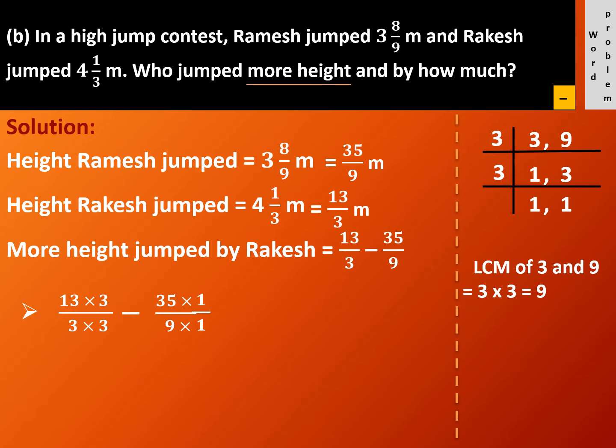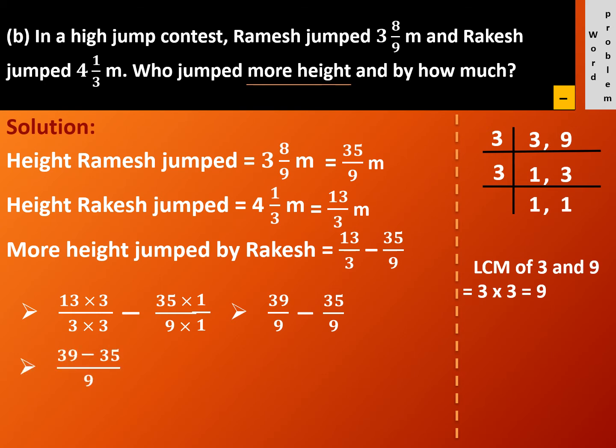Do the multiplication. 13 3s are 39 and 3 3s are 9. So the first fraction is 39 upon 9. Then write the minus sign as it is. 35 ones are 35 and 9 ones are 9. So the second fraction is 35 upon 9. See, the denominators are same, so we can easily subtract the fractions.